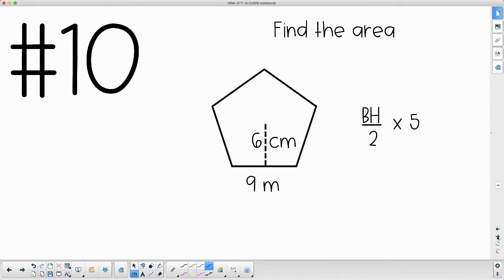Okay, number 10, we have this pentagon here, or a polygon. This one has 5 sides. So what we're doing, if you remember, is just making this into a triangle. So we're going to start with our formula for the triangle, but then we have 1, 2, 3, 4, 5 of those to go around. So then we'll times our answer by 5.